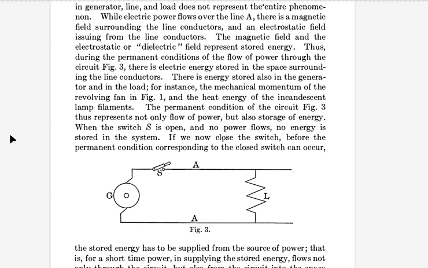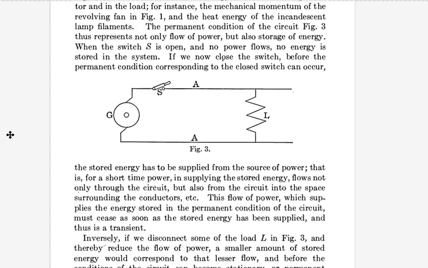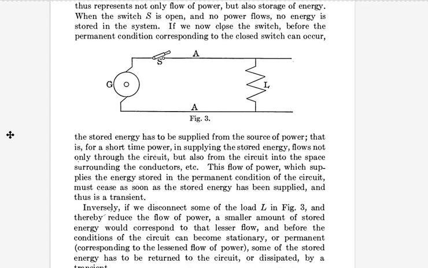The permanent condition of the circuit in Figure 3 thus represents not only flow of power, but also storage of energy. When the switch S is open, and no power flows, no energy is stored in the system. If we now close the switch, before the permanent condition corresponding to the closed switch can occur, the stored energy has to be supplied from the source of power. That is, for a short time power, in supplying the stored energy, flows not only through the circuit, but also from the circuit into the space surrounding the conductors.